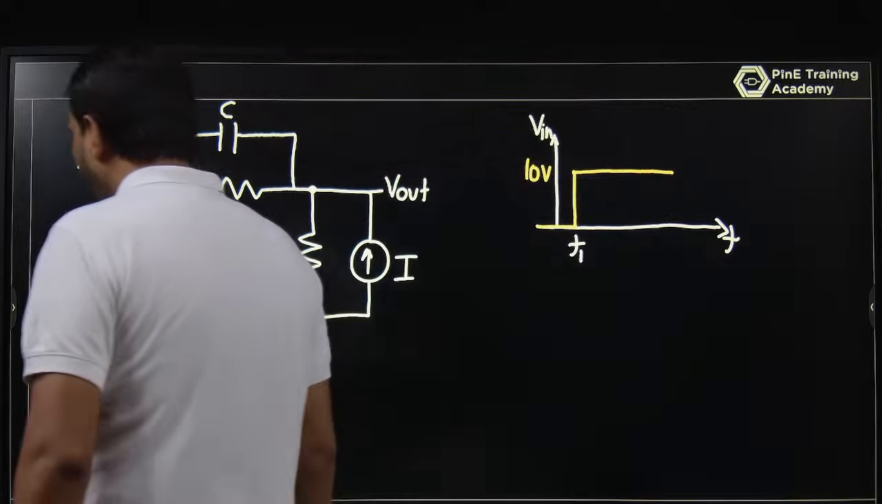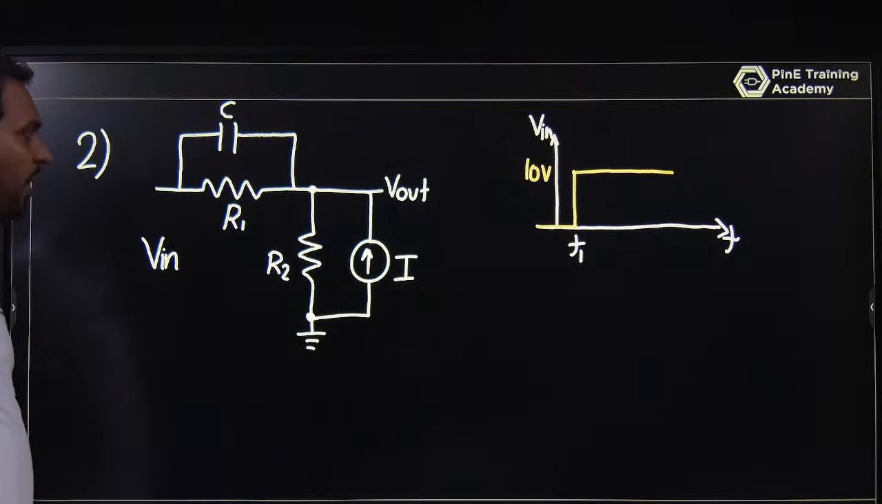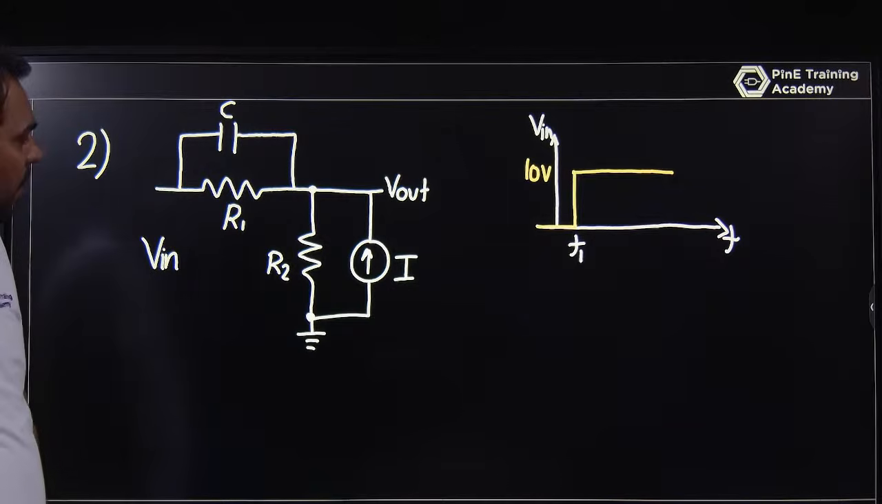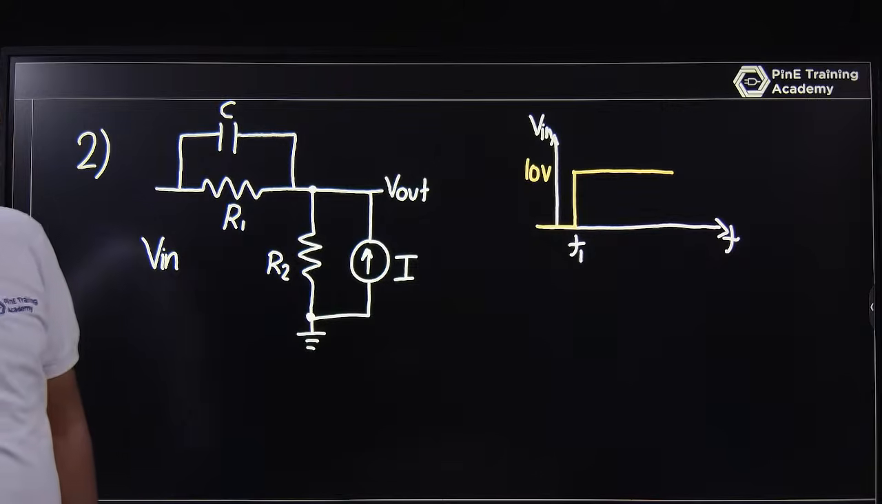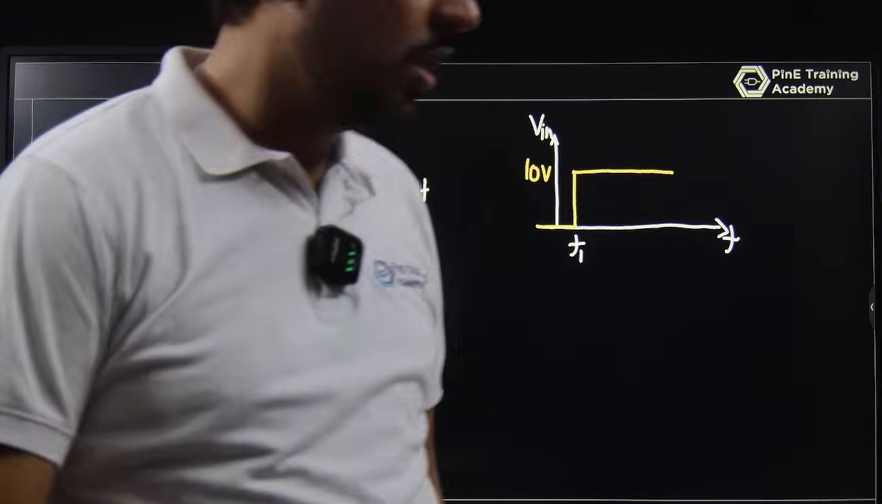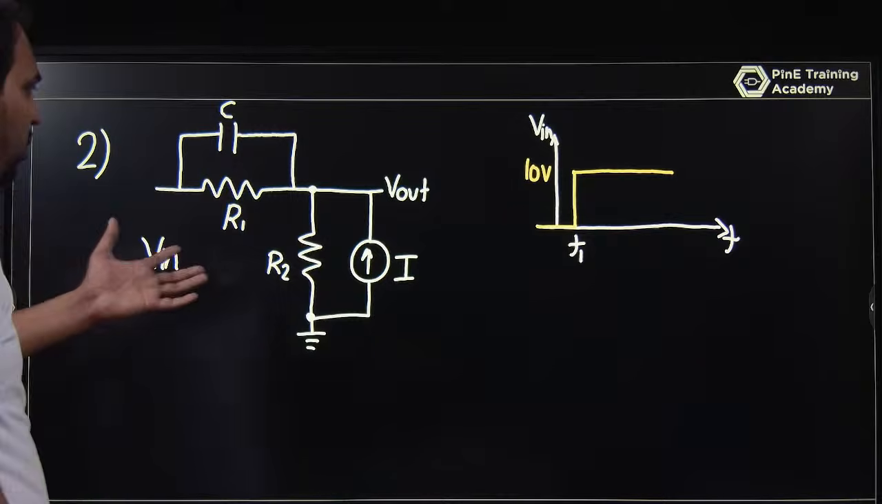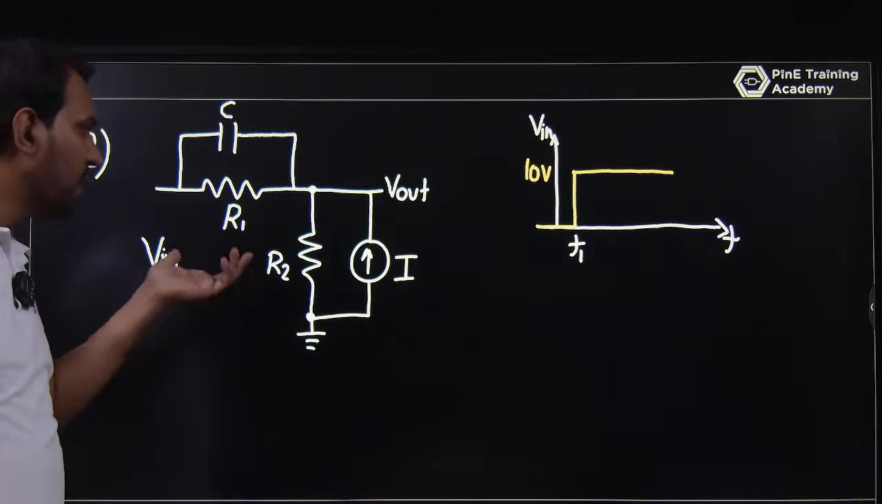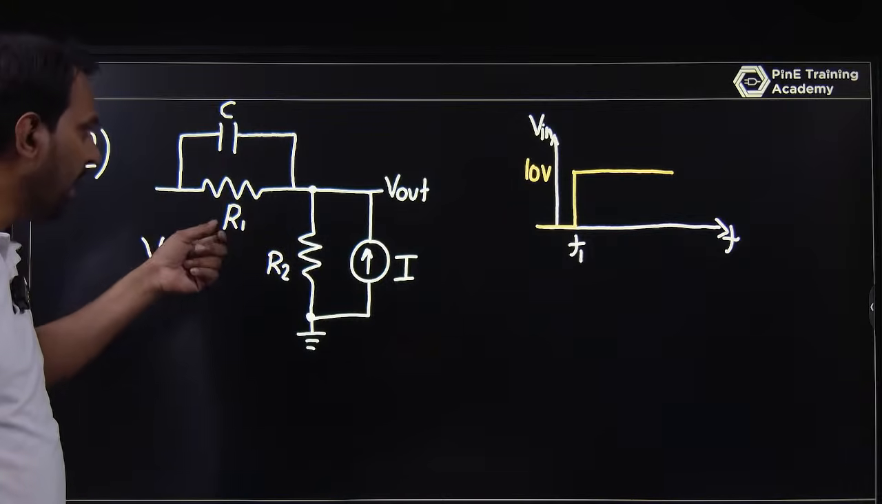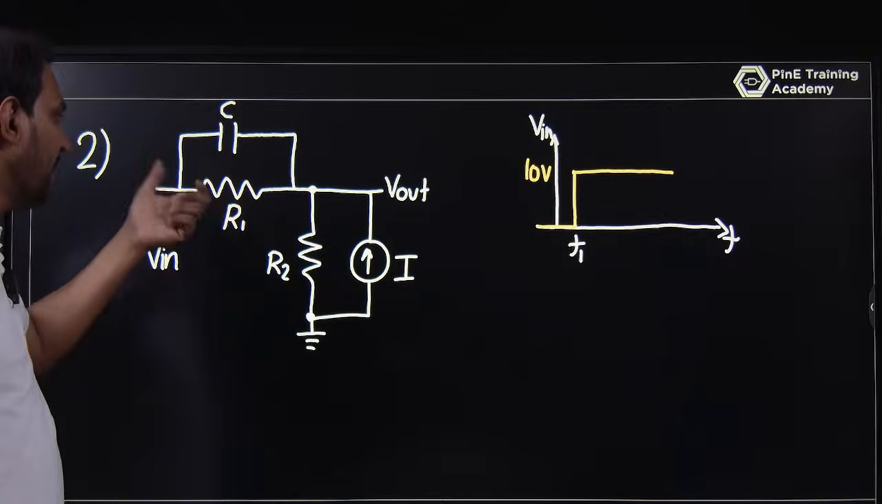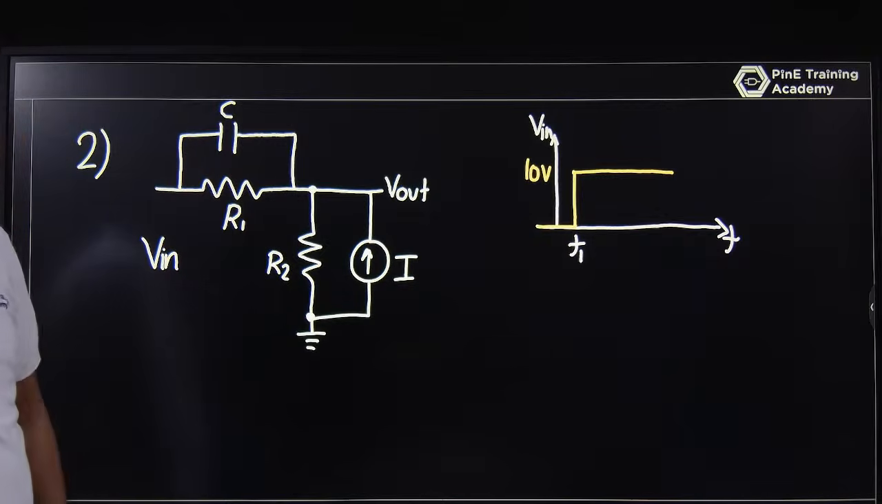Okay, the second question: we have a V input, we have R1, we have R2, we have a C. Now you have a constant current. The input voltage before T1 is 0. After T1 it becomes 10 volt. Just try at your end here. Okay, these are the questions where you can analyze whether you have a basic understanding of RC or not.